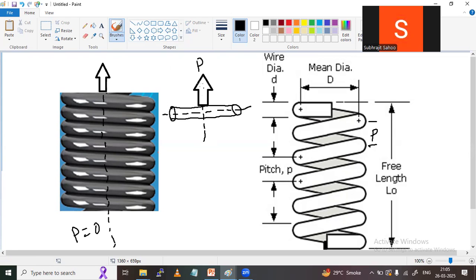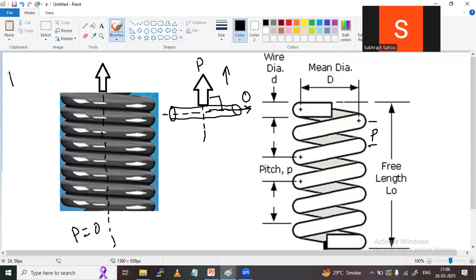Now tell me, in this particular picture, for this load, is there any component of force? No, there is no component of force. The force is purely vertical. Every force has a vertical component and a horizontal component. The vertical component acts along the axis, the coil axis, and along the horizontal axis the component of P is 0 because cos 90 is 0.